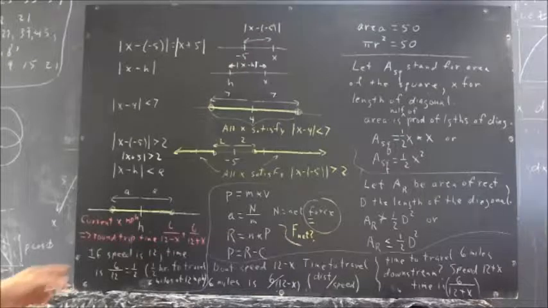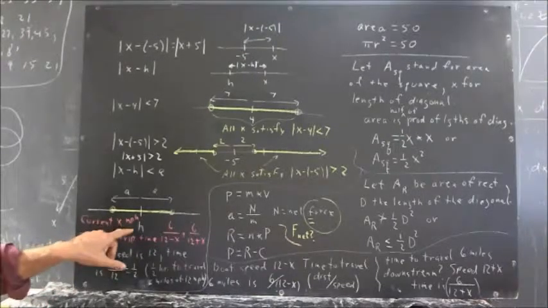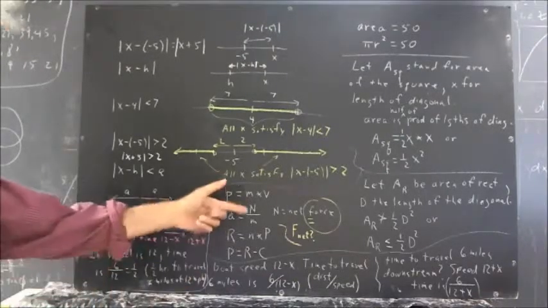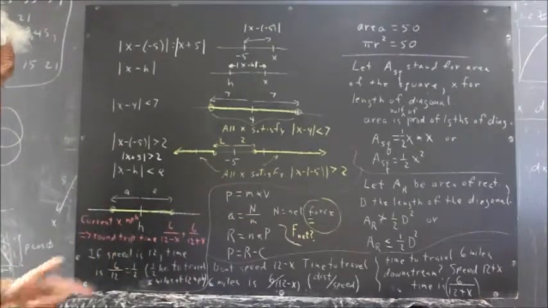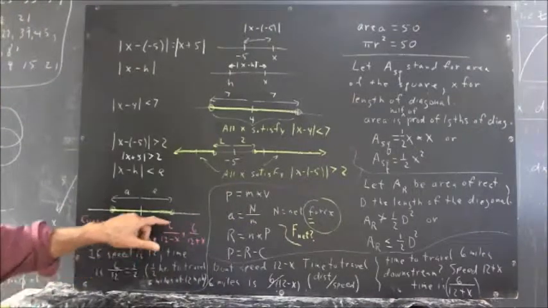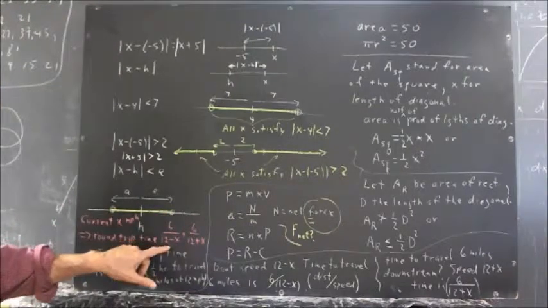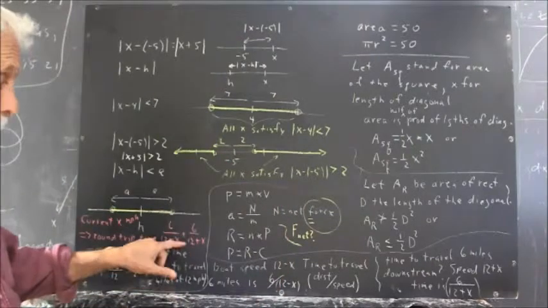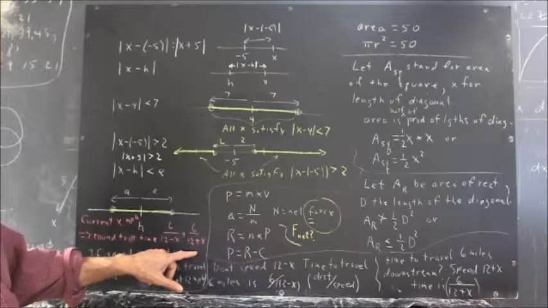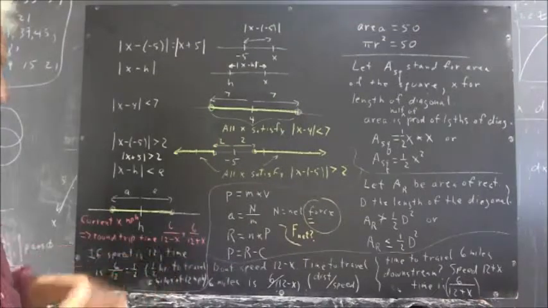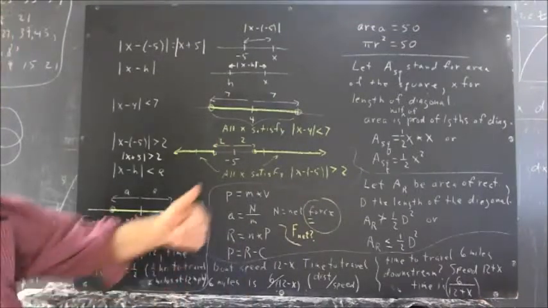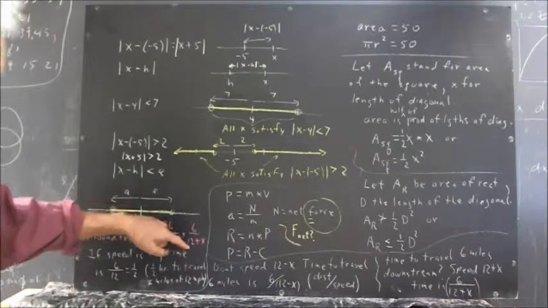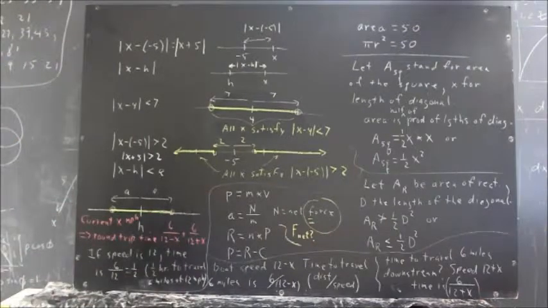Give you a little bonus here. If the current is x miles an hour, then if we go 6 miles upstream and 6 miles downstream, our round trip time is going to be 6 over 12 minus x, the time it takes to go upstream against the current, plus 6 divided by 12 plus x, which is the time it takes to come back with the x mile an hour current helping you. That could be very useful.